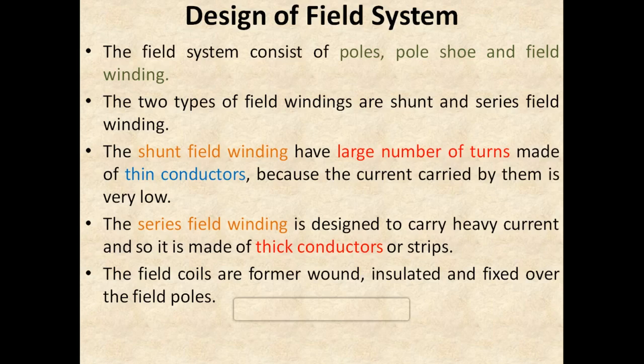That is the field winding. Basically there are two types of field windings. One is shunt field winding and the other one is series field winding. As the current flowing through the shunt field winding is very small, it is designed to have larger number of turns made up of thin conductors, whereas in the case of series field winding, the current flowing through it is quite large, which is same as that of the load current. Therefore, it is designed to have smaller number of turns made up of thick conductors. Generally, the field coils are former wound, insulated, and then placed over the pole cores.